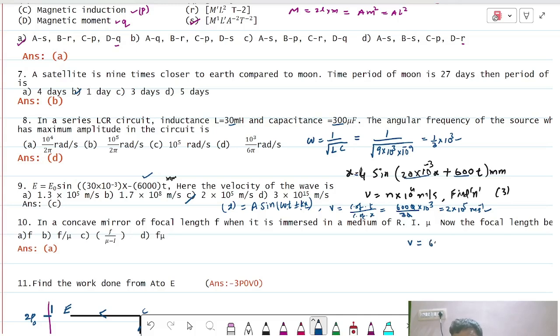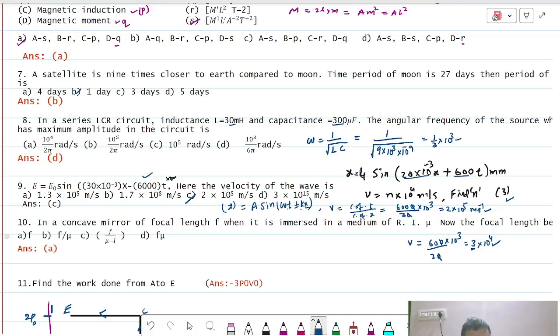That equals 600 by 20 into 10 power 3. That equals, 2 gets cancelled, 30, which means 3 into 10 power 4. But they are asking n into 10 power 4, so n into 10 power 4, then find the n value. So the n value is equal to 3. This is the answer, 3. This is a question related to the wave equation.